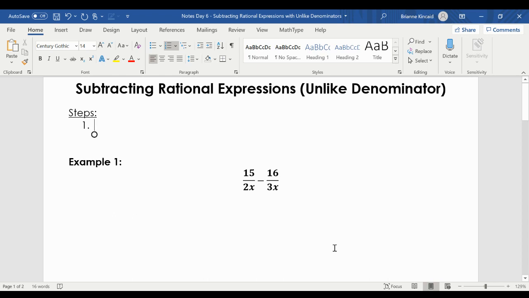Hey everyone, this video is to help you with subtracting rational expressions when you have unlike denominators. So the first thing that we always want to do whenever we have subtraction with rational expressions, whether it's common denominators or different denominators, is we want to always make sure we change it to an addition problem. So remember, that means to distribute the negative.